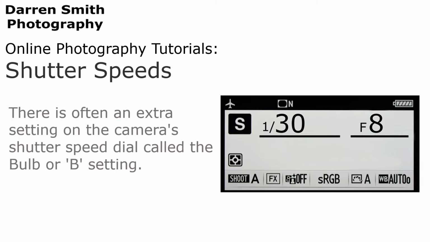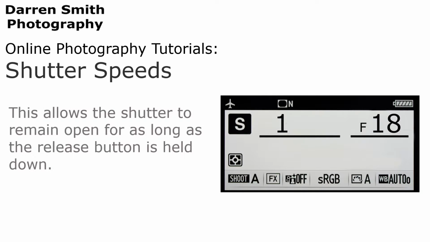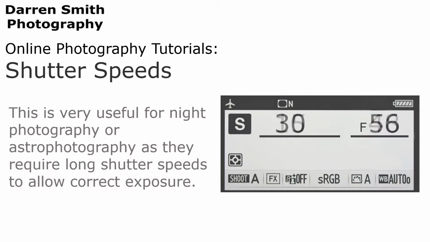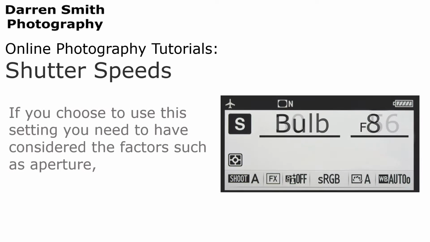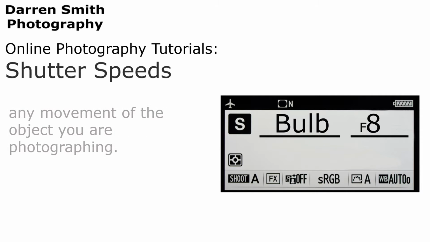On your camera, there is often an extra setting on the shutter speed dial, called the bulb or B setting. This is used to set an exposure time of over 30 seconds. This allows the shutter to remain open for as long as the release button is held down. This is very useful for night photography or astrophotography, as they require long shutter speeds to allow correct exposure. If you choose to use this setting, you need to consider factors such as the aperture, how to make sure your camera does not move, and any movement of the object you are photographing.